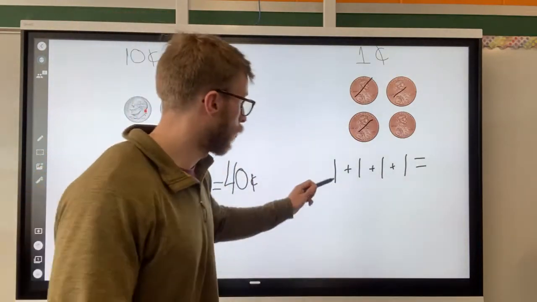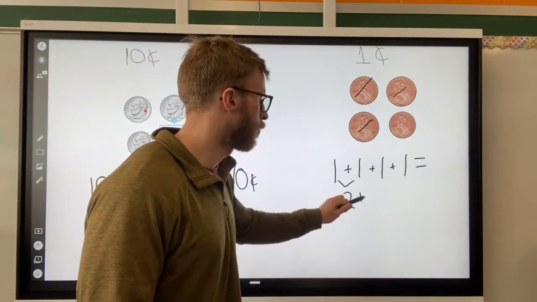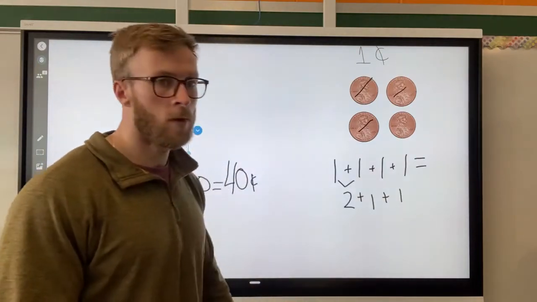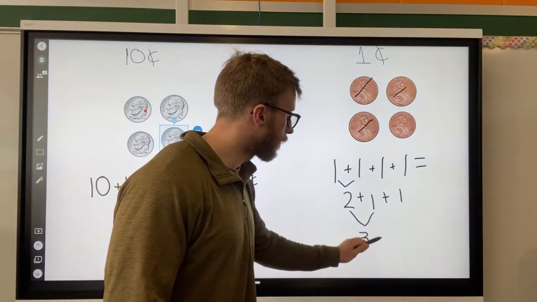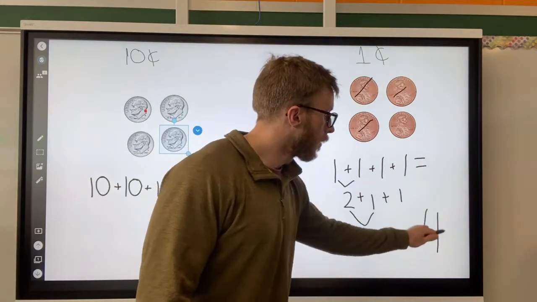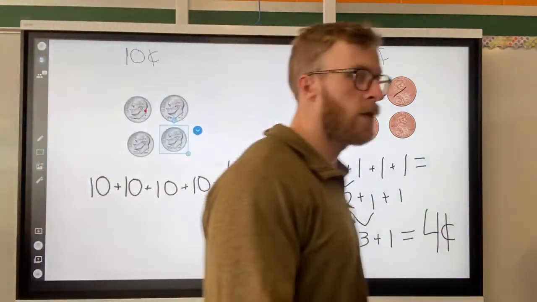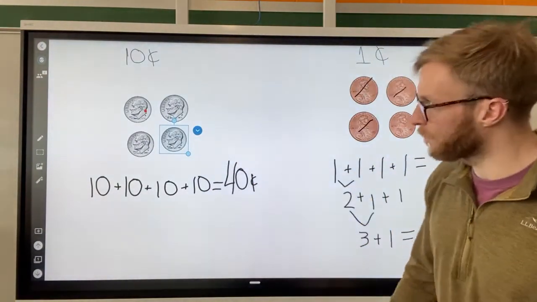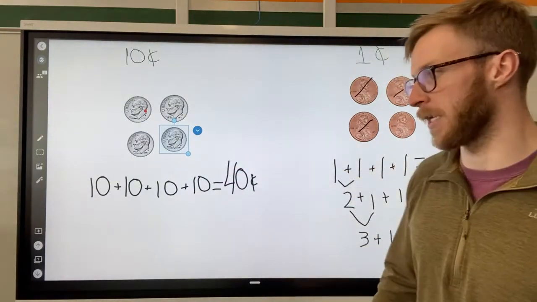What's 1 plus 1 plus 1 plus 1? Let's break it down. What's 1 plus 1? 2. So we have 2 plus 1 plus 1. What's 2 plus 1? 3. Then we still have this plus 1. 3 plus 1 equals 4. So he's got 4 cents over here. We have 40 cents over here. So do they have the same amount? No, they do not. This person with the 4 dimes has more money than the person with 4 pennies.